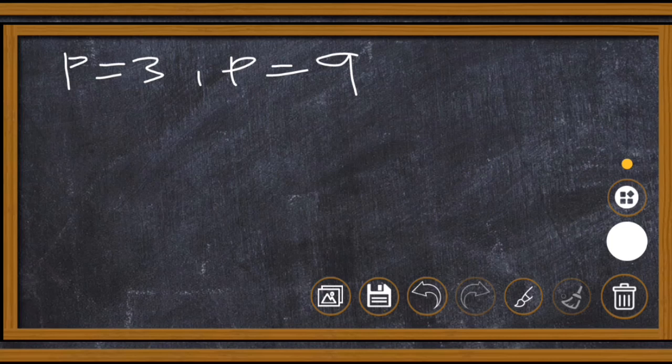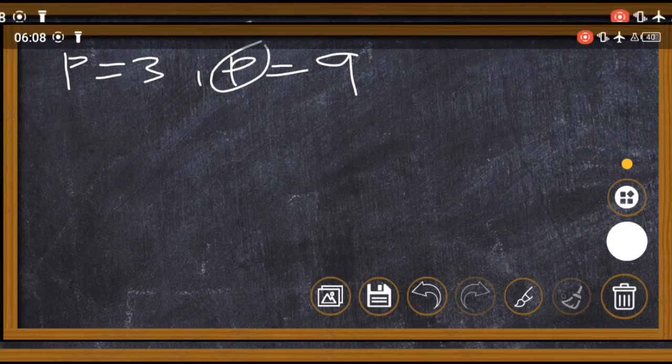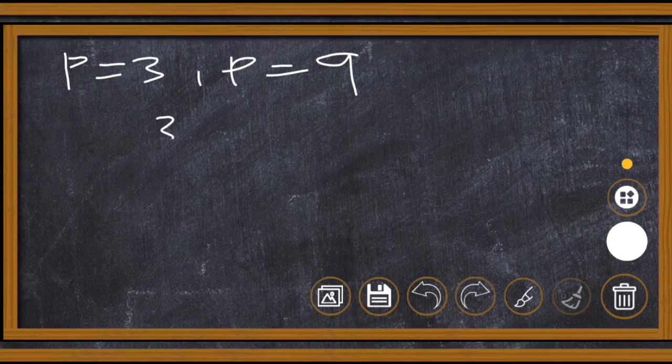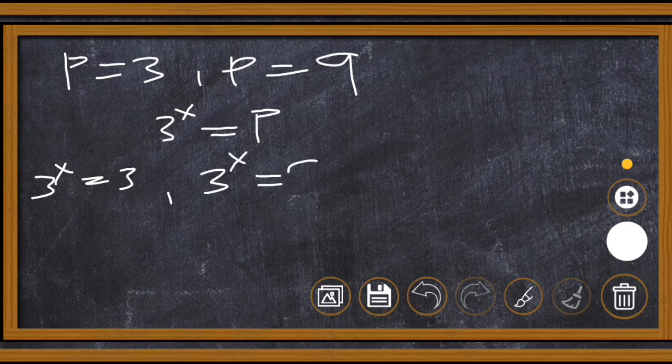Now remember, we have just borrowed this p here. Our first expression was 3 power x, which we had said is equal to p. So in this case, we are going to replace where there is p with the values we have found. So firstly, let's replace with 3. So we are going to have 3 here. And then secondly, let's replace with 9. So we're going to have 9 here.